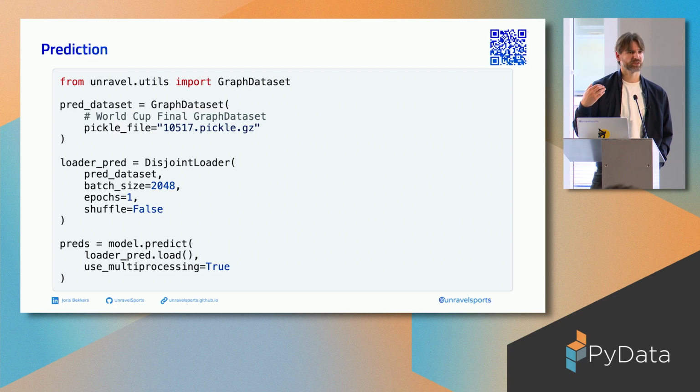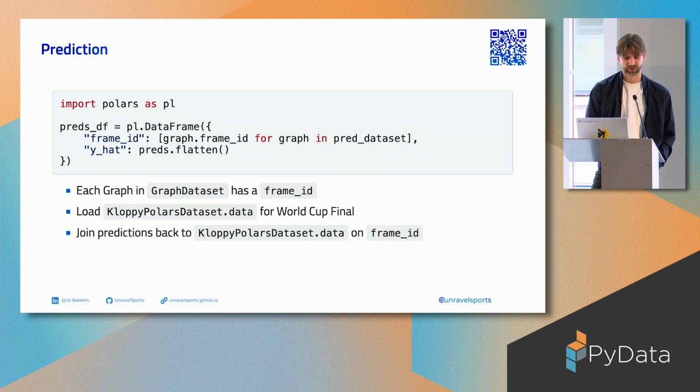When you're making the predictions, this is something I found out way too late: you can set the batch size to be kind of big. It makes your predictions faster. It doesn't really do anything for the predictions other than make it faster, but it's a kind of nice hack. And then we end up with our predictions at the bottom. Using the frame ID that we recorded for every graph, we can find which prediction belongs to which graph. We create a new Polars data frame, and we can join this Polars data frame back to our Clappy data set that I showed before.